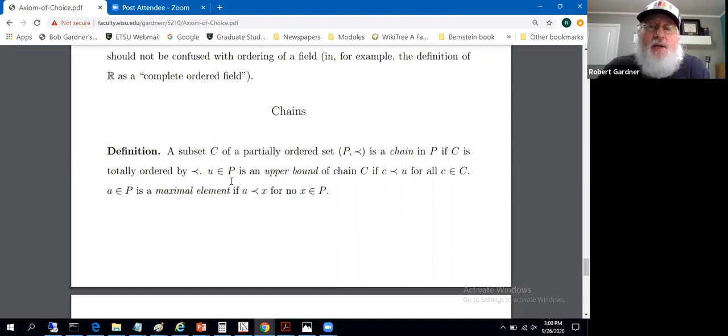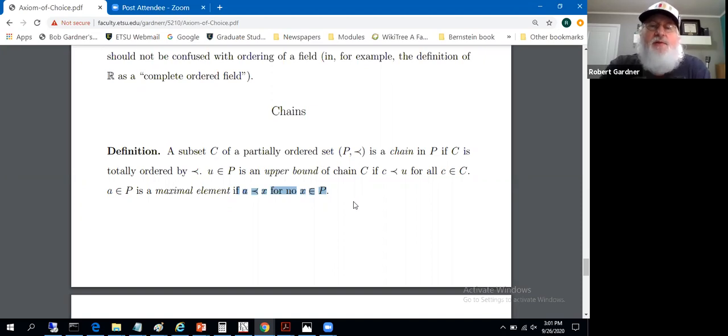U in the partially ordered set P is an upper bound of a chain if anything in the chain is less than or equal to U with respect to that partial ordering. Element A in P is a maximal element if this occurs. All right. A is maximal. I got a number of ways to choose my verbiage. How about this? A is a maximal element of P if there's nothing bigger than A in P. So that's basically what the highlighted stuff says.